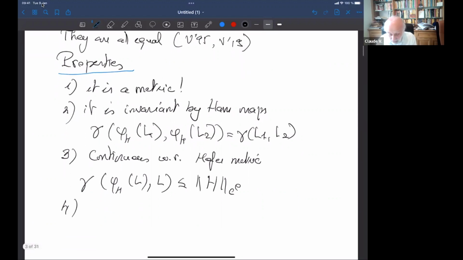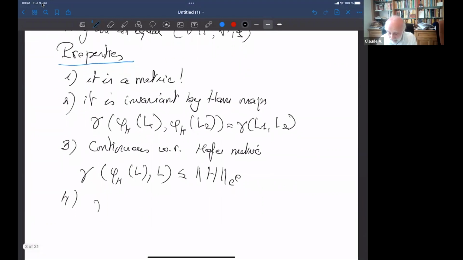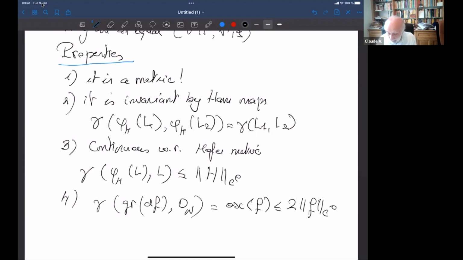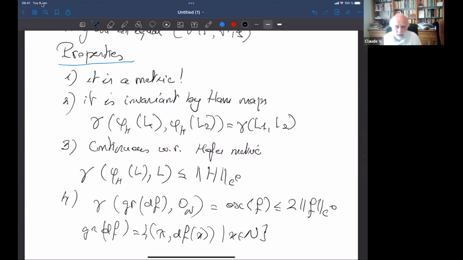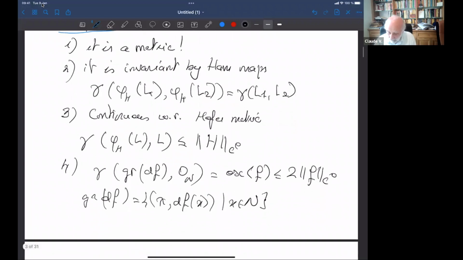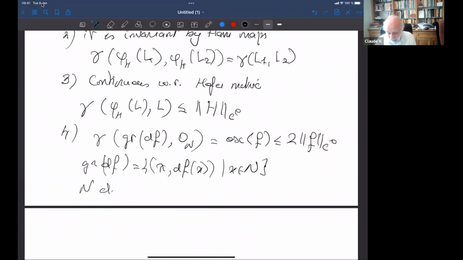And the last property, which is just a special computation, is that gamma of the graph of dF and the zero section is just the oscillation of F, which is of course less than 2 times the C0 norm of F, where graph of dF is just the set of x, dF of x, such that x is in N. And here, of course, when I consider the cotangent bundle of N, you should assume that N is compact. So here N is a closed manifold.